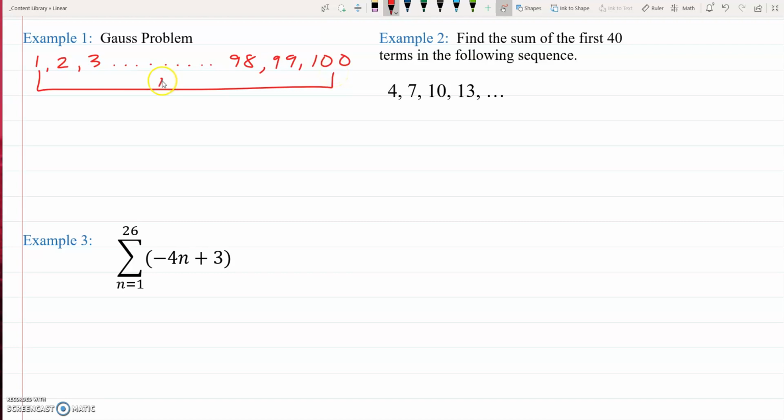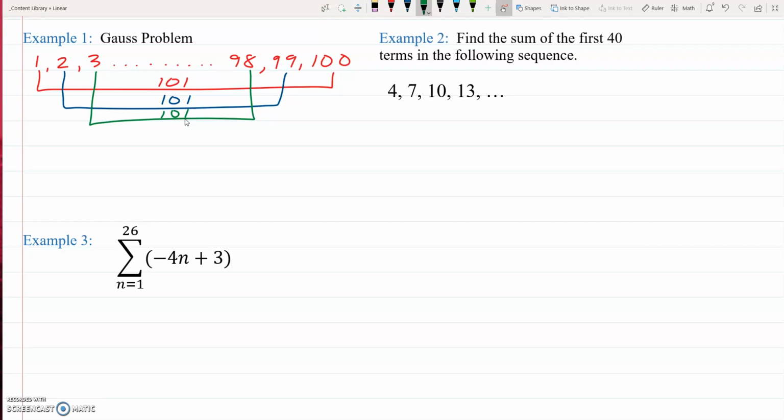Okay, and that was 101. Then he added the second one with the second to last one and got 101. And when he added the third one with the third to last one, he got 101. It's all the pattern. And now it's pretty simple. How many pairings are there going to be? 50, right? There's 100 numbers. 1 pairs with 1. There's going to be 50 pairings.